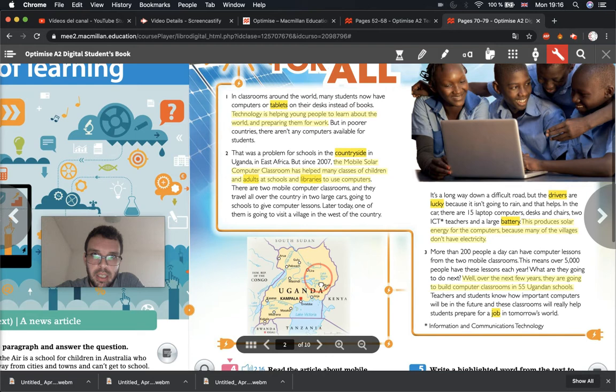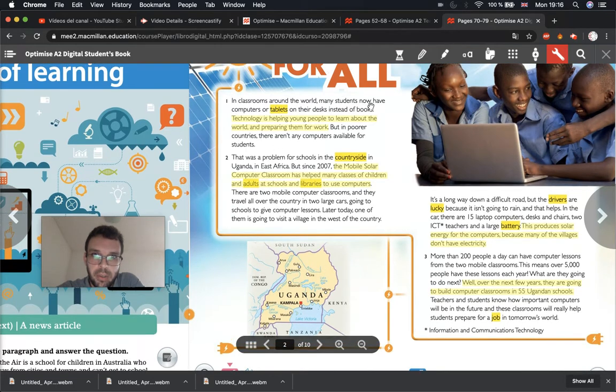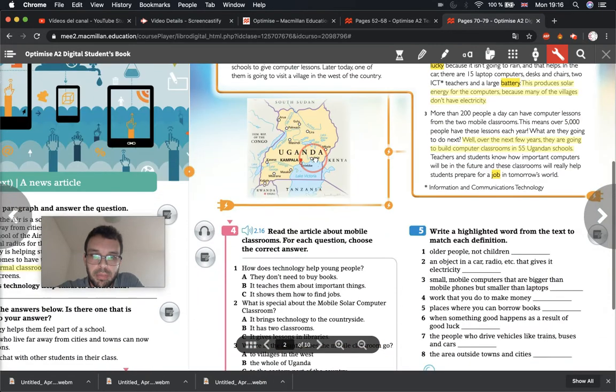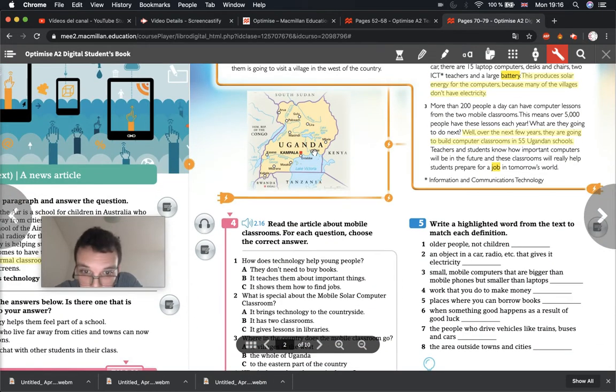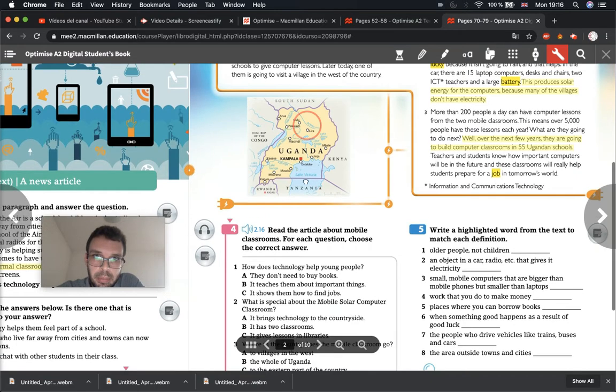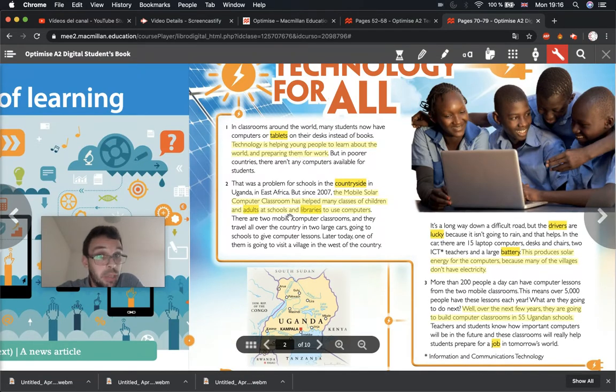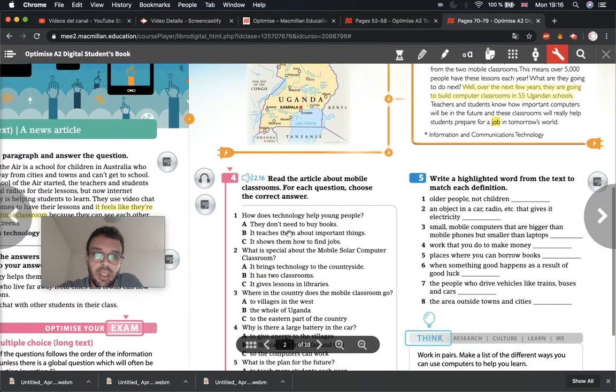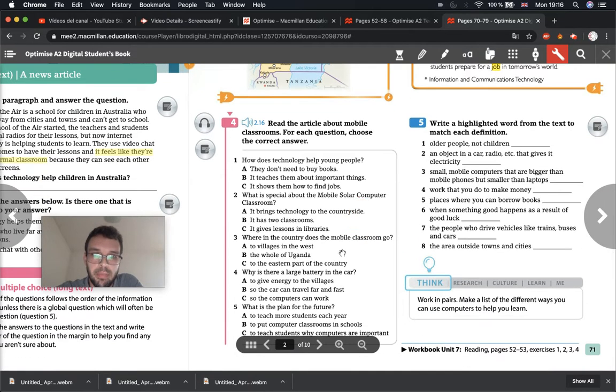Now, I've given you a little help here. If you look here, technology is helping young people to learn about the world and preparing them for work. No, it says not finding work, but preparing them for work. So, learn about the world and preparing them for work. Which answer do you think is the best? You put it down. Good. Let's look at question number 2.